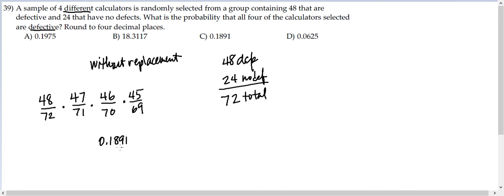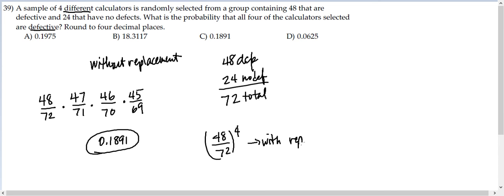All right, so be careful here, because I think what probably most people did was they took 48 out of 72 and then raised that to the 4. That's what you do for with replacement. And again, this problem didn't say with or without replacement. Usually, well, not usually, you just have to try to assume one way or the other, but in this case it was without replacement. Again, on the test for this question I actually put the words without replacement, so it is clear.